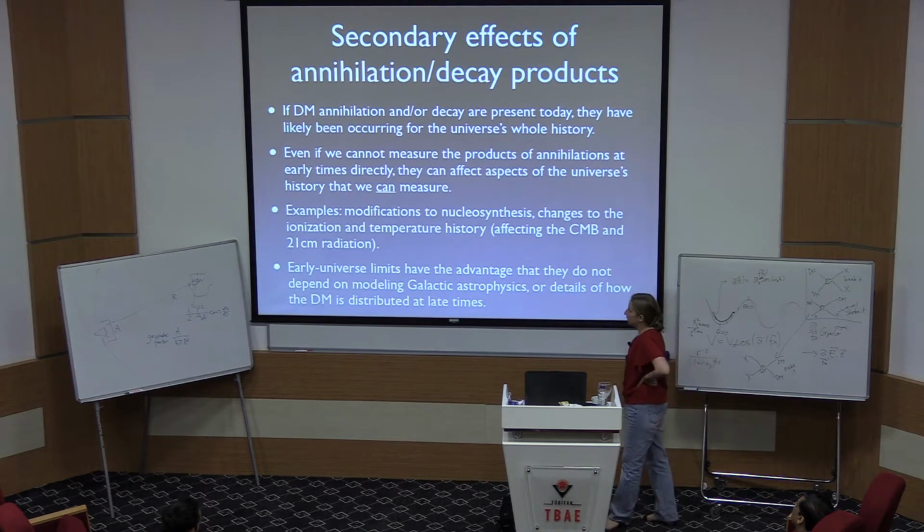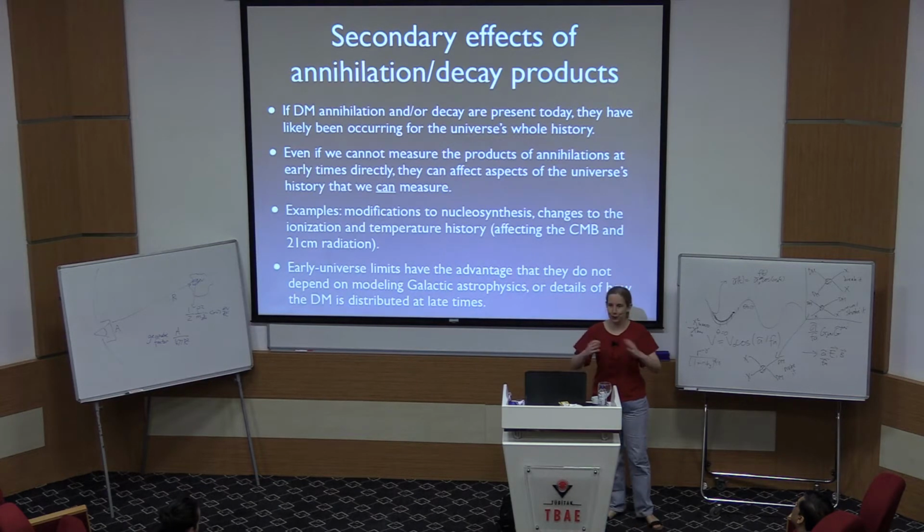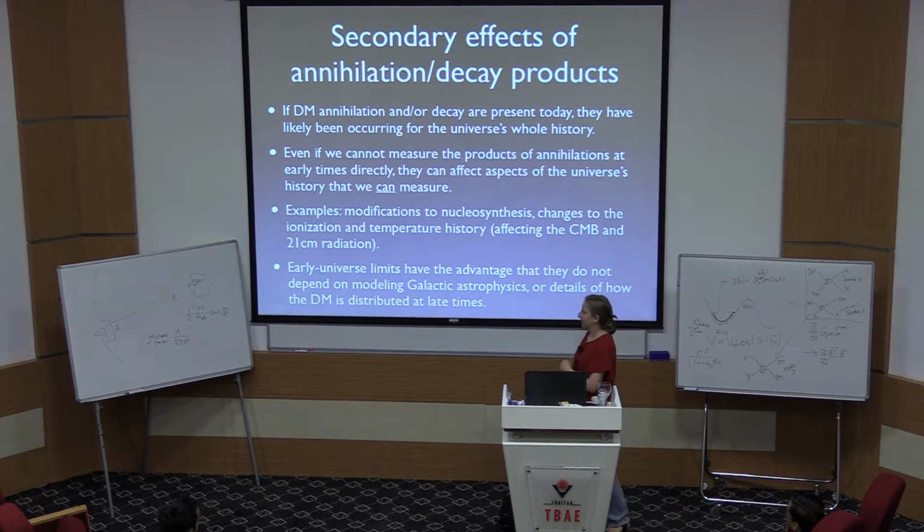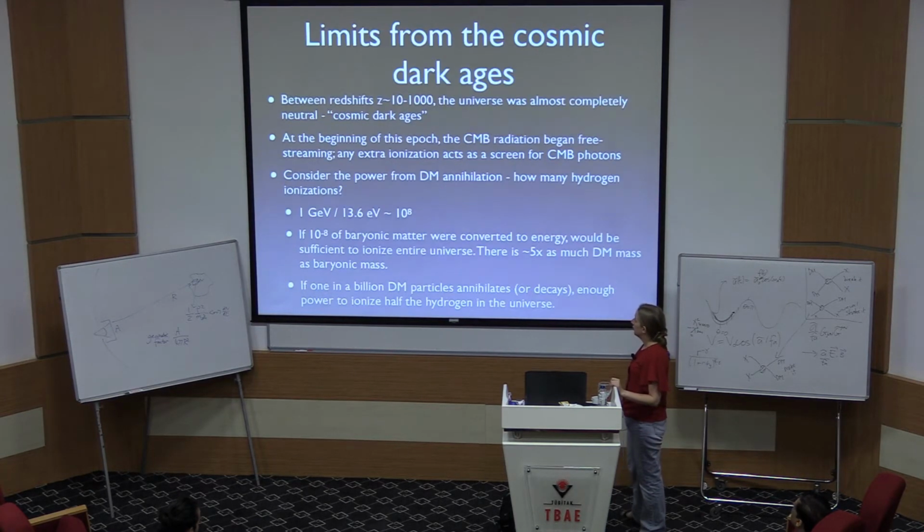The advantage of these early universe limits is that they don't depend on modeling galactic astrophysics. You don't have to worry about how particles propagate through complicated magnetic fields. They come from epochs when the universe was essentially homogeneous. However, they're more indirect signals. You're seeing not the direct effects of the annihilation or decay, but something several steps downstream. So that has modeling challenges.